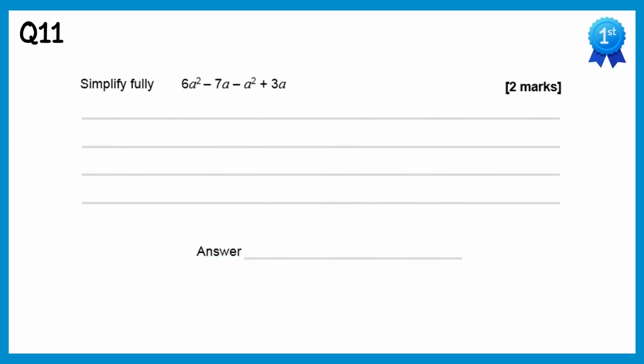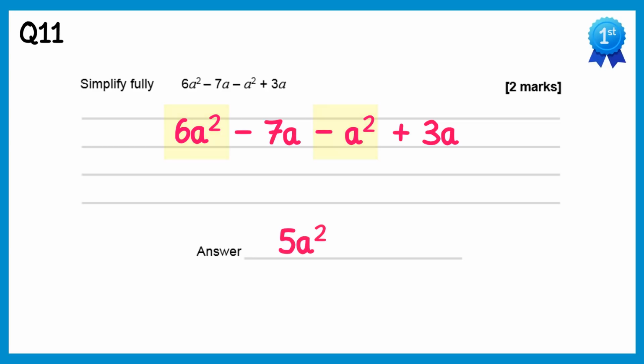For this question, we're going to simplify by collecting like terms. So we have 6a squared and minus a squared. They're like terms, because they both have a squared. 6a squared take away a squared is 5a squared.